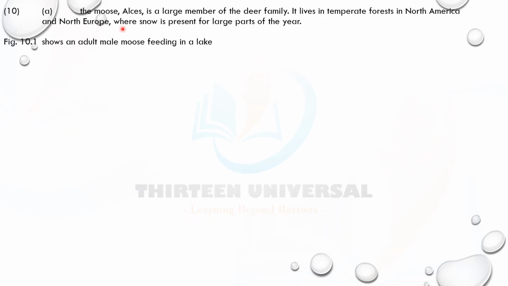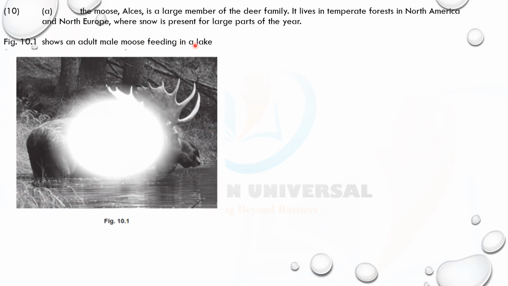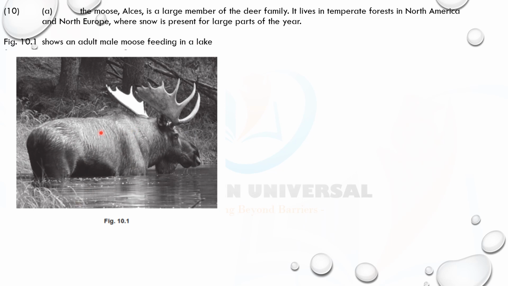The moose, Alces alces, is a large member of the deer family. It lives in temperate forests in North America and North Europe, where snow is present for a large part of the year. I like snow. Fig 10.1 shows an adult male moose feeding in a lake. So look at this guy, feeding in the lake, enjoying himself. But he should be careful because a lion or tiger might be somewhere trying to make him lunch.